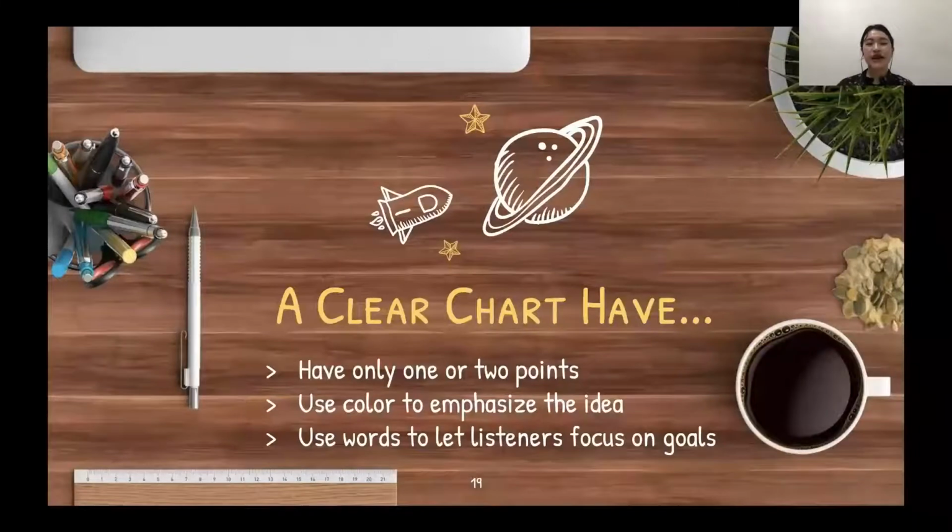A clear chart has three components. First, only show one or two points in one graph. Then you can also use color to emphasize the idea so that your listeners focus on it. And the last one is the words. You can use some words so that your customer or audience understand more of what you would like to provide to them.